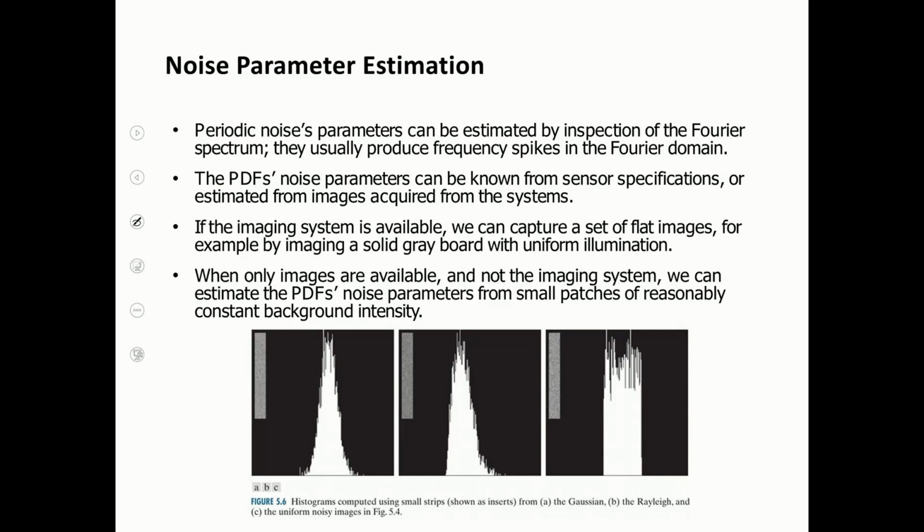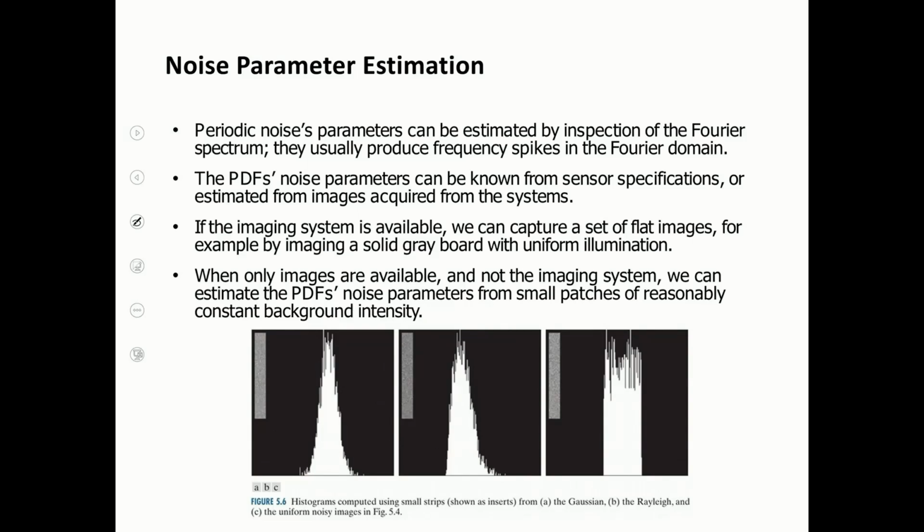And if these 2 are not available, then if it is possible, I will take a flat image. A flat image means a constant intensity grayscale image. So I put a board in front of the camera, or I take a picture where I know the background is gray, so I can subtract the gray to get the noise only. Then I can plot the histogram of the noise, and that will give me this. So if you have the ground truth, yes, if you know the actual. So one is this.